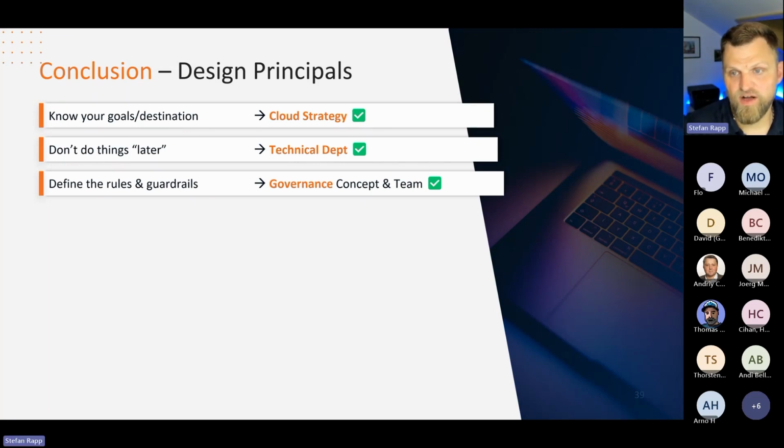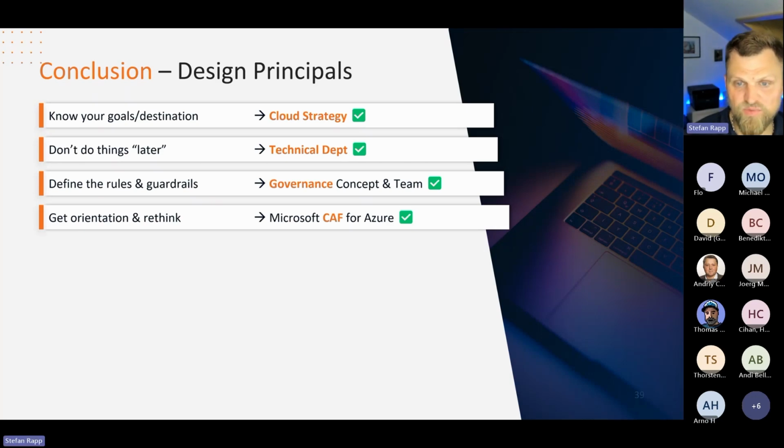Define rules and guardrails. Not only that you have a governance concept in place, but also that you have a team, and a team which enforces the governance on your tenant is also essential. Also, if you want to bring workloads to the cloud, probably the governance team should also have a look at certain compliance or governance or security issues or pitfalls. So it makes sense to have an interdisciplinary project team, so that someone from governance is part of your team.